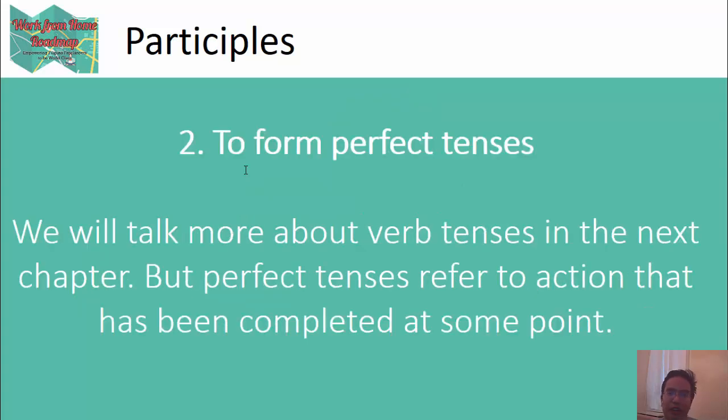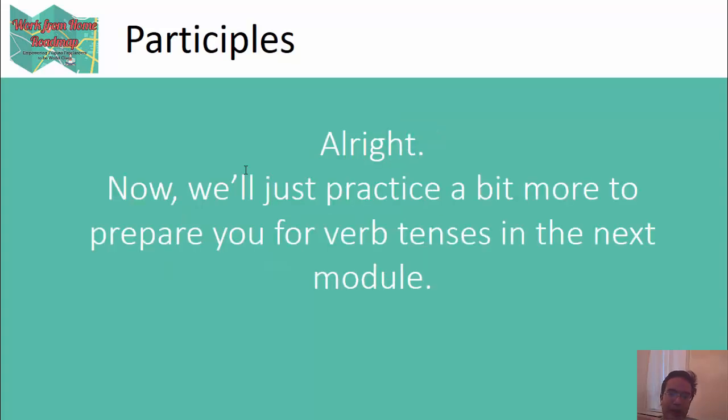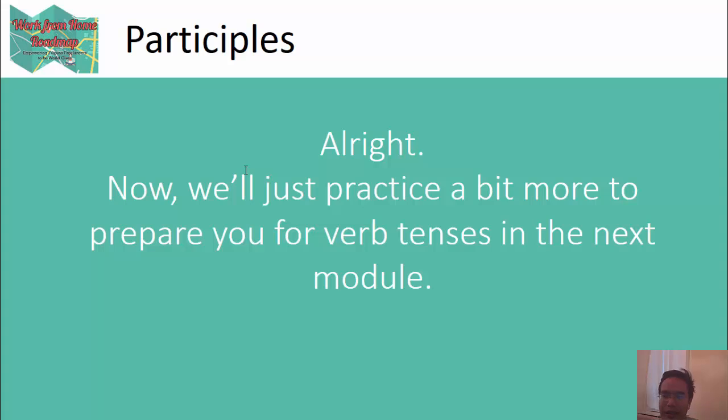Past participles can also be used to form perfect tenses. We will talk more about verb tenses in the next chapter, but perfect tenses refer to action that has been completed at some point. Some examples here: I have eaten my breakfast. I have built a website before. Alright, now we'll just practice a bit more to prepare you for verb tenses in the next module. Be sure to take the lessons at the end of this lesson before continuing further.